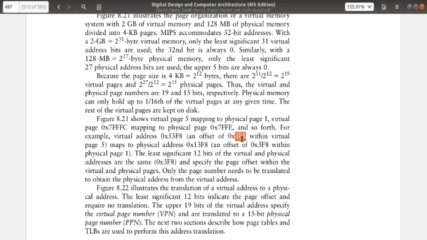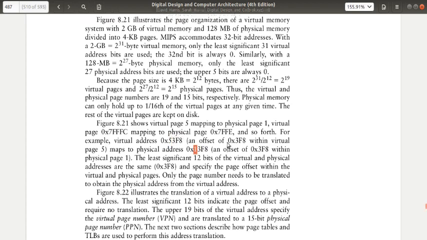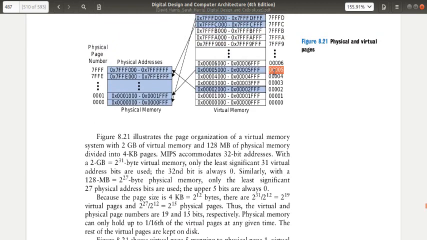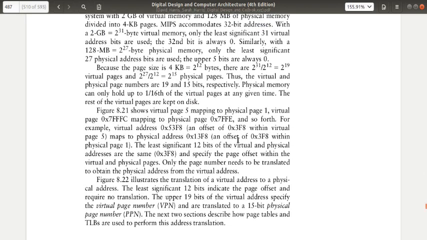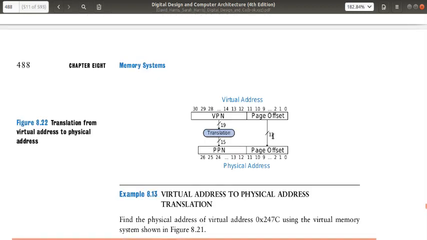These last 12 bits will be the page offset, and this is translated to 0x13F8. The last 12 bits won't change, mind you, because the page offset is the same. Only the first certain number of bits are translated. Here this 00005 is translated to 00001. The last 12 bits remain the same, right? So this is how this translation happens.